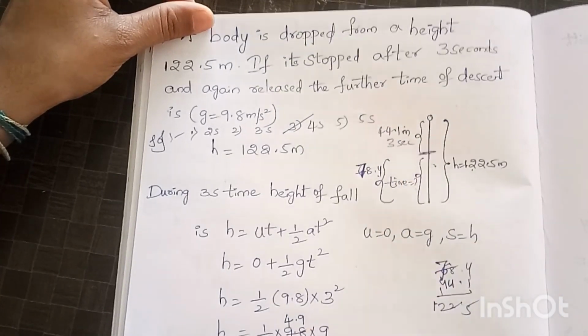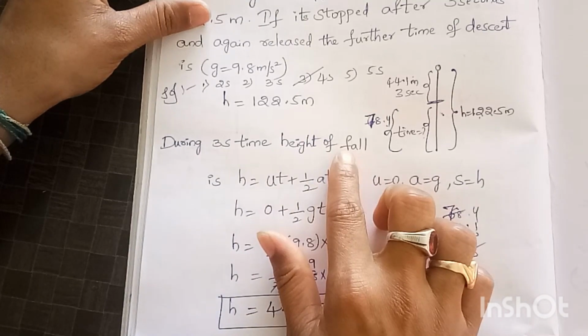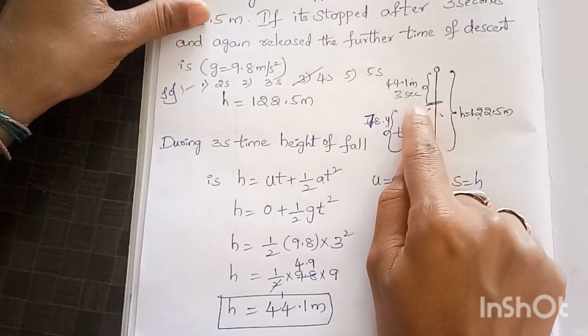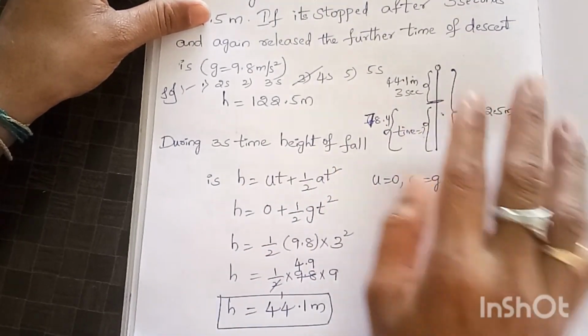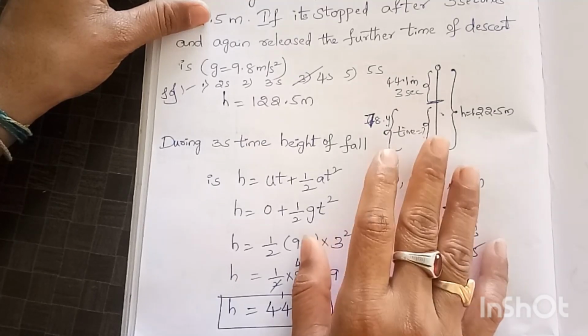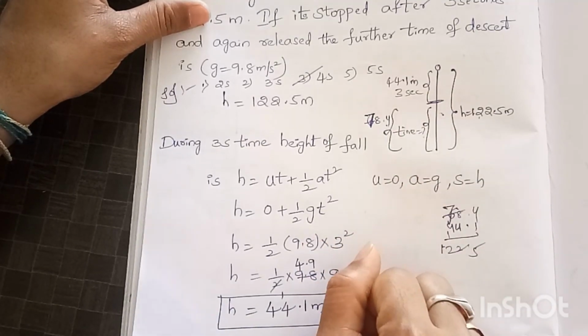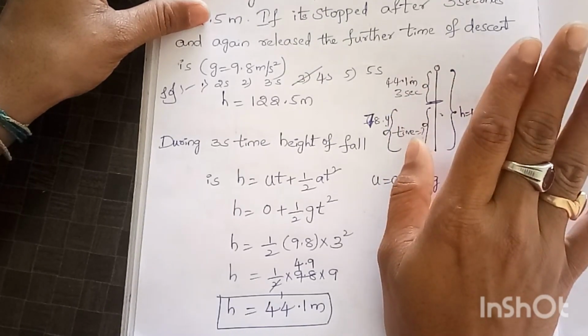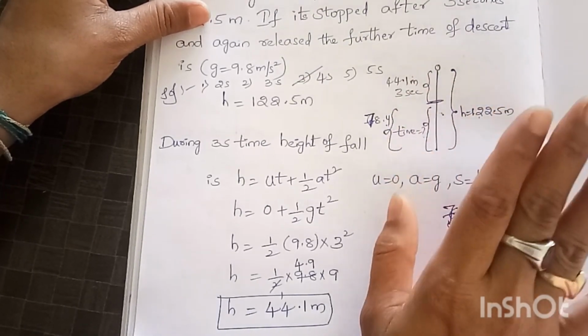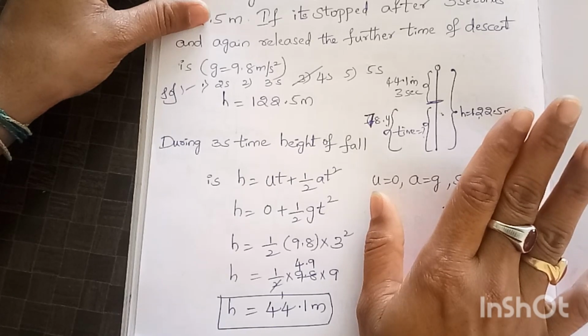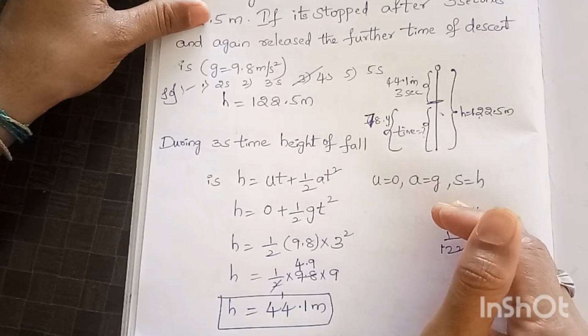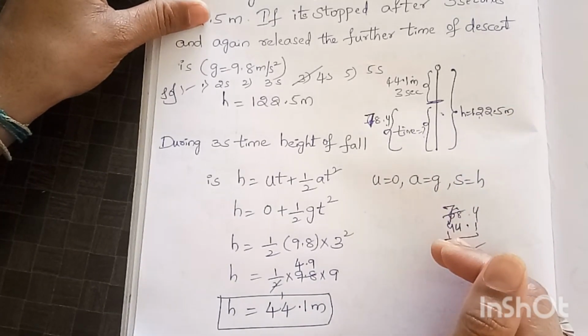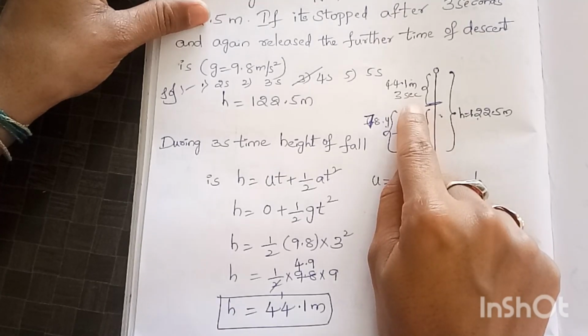So during 3 seconds of time, for a freely falling body, you know that u equals 0, a equals g, and s equals h. The body has traveled for 3 seconds, then the body has been stopped. After that, the time taken should be calculated by us. So with the help of these 3 seconds, we can calculate the height traveled.